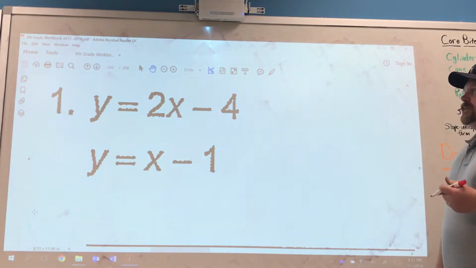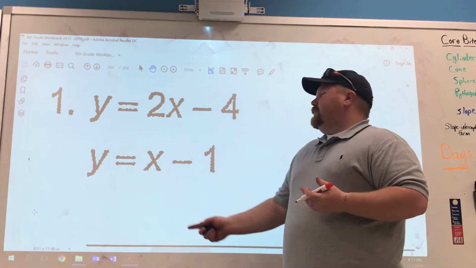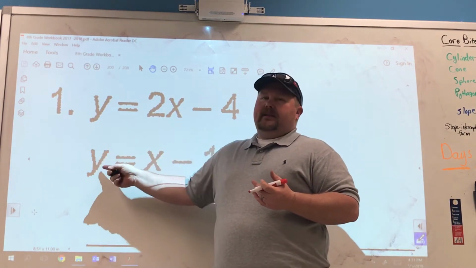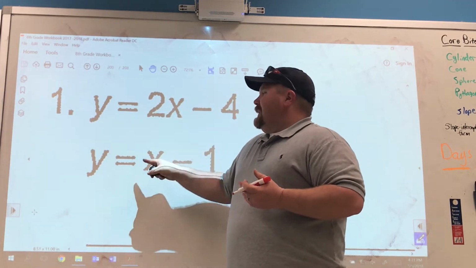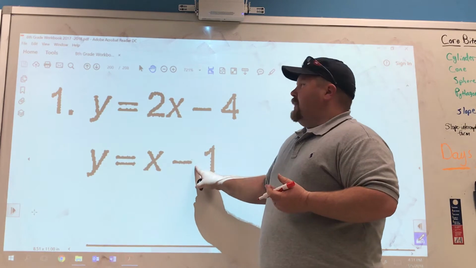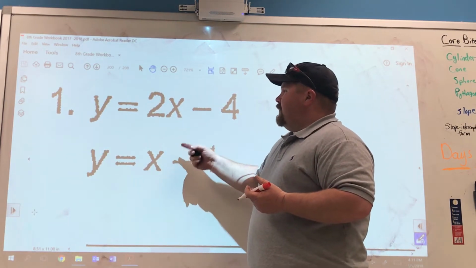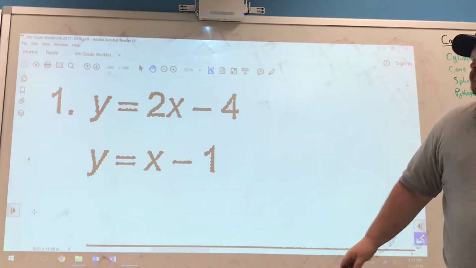So for the first one, number one, y equals 2x minus 4, but y also equals x minus 1. These y's represent the same thing. They're saying that this y equals a certain amount, and down here it equals the same exact amount. If we knew what x was already, we could plug it in, and we would get the same amount for the top and the bottom. But we don't know what x is yet, so we have to solve it.